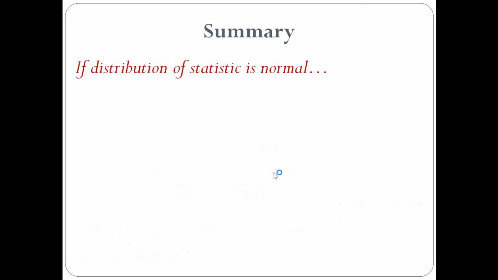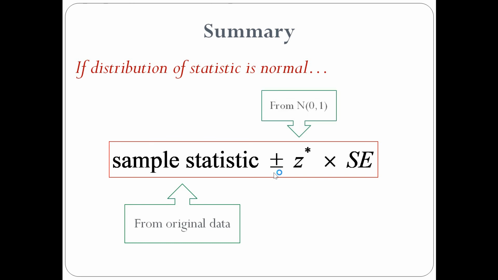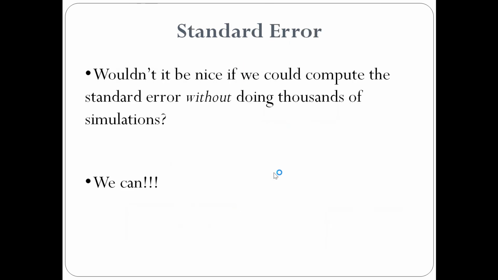So in summary for this section, if the distribution of the statistic is normal, you can find the confidence interval using the following formula: sample statistic plus or minus Z-star times SE. You can find the sample statistic from your original data, you can find the Z-star from the standard normal distribution, and you can find the SE from the bootstrap. It would be much easier for us if we actually had a formula for SE. This way we don't have to create a bootstrap distribution. And this will be discussed in detail in Chapter 6.